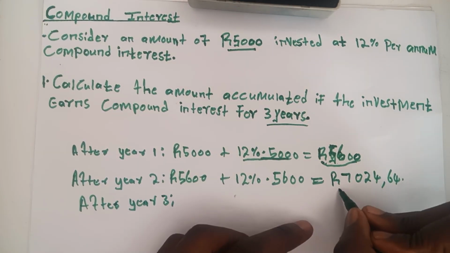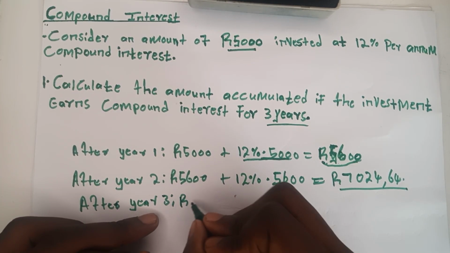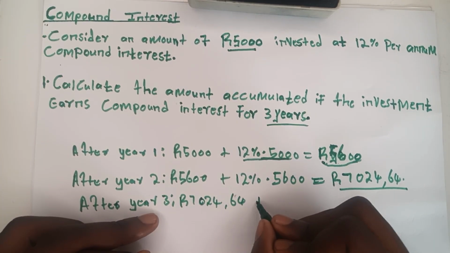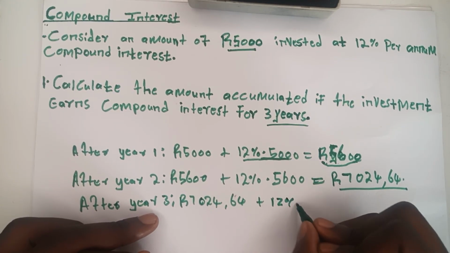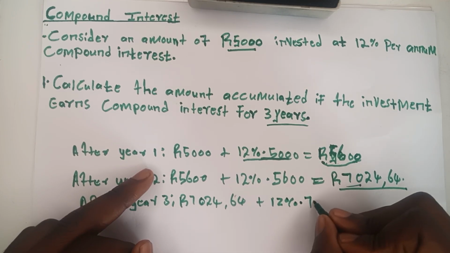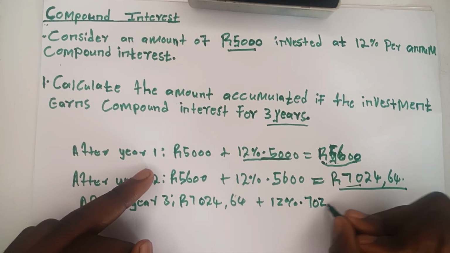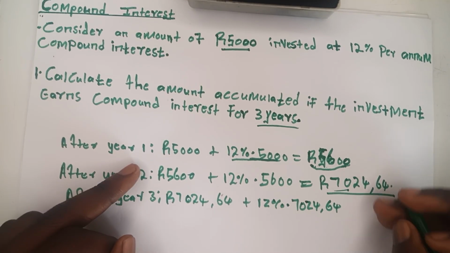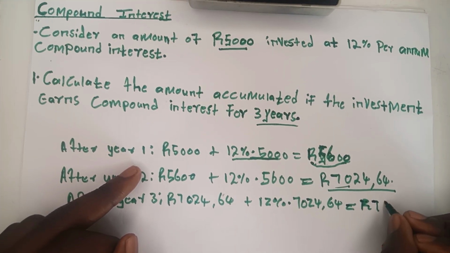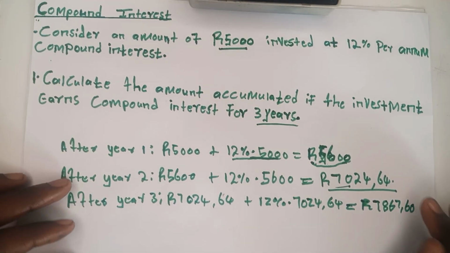we are going to take this accumulated amount, 7,024 rand 64, plus 12% of that accumulated amount after the second year. So multiply by 7,024.64, which is actually going to give us 7,867.60.